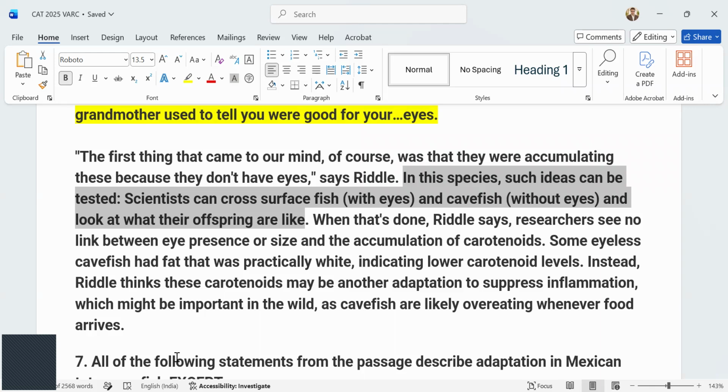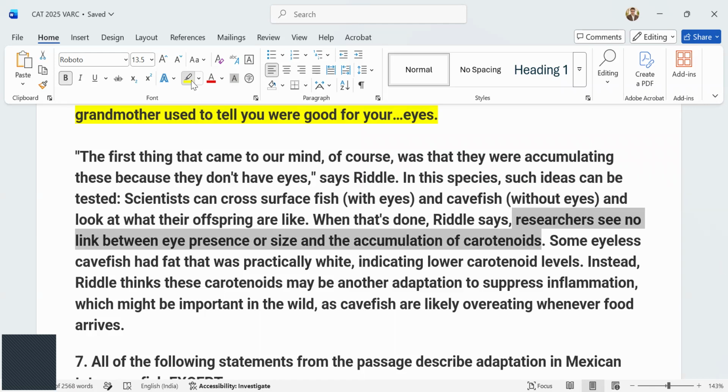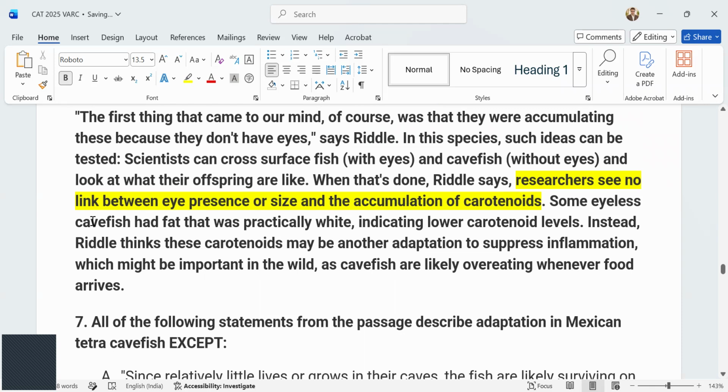When that's done, Riddle says researchers see no link between eye presence or size and accumulation of carotenoids. This is very important, right? Some eyeless cavefish had fat that was particularly white, so results were opposite to the hypothesis that Riddle put forth, because some eyeless cavefish had fat that was particularly white in color, a lower level of carotenoid. So they can't conclude, right? So the results were opposite to their hypothesis.